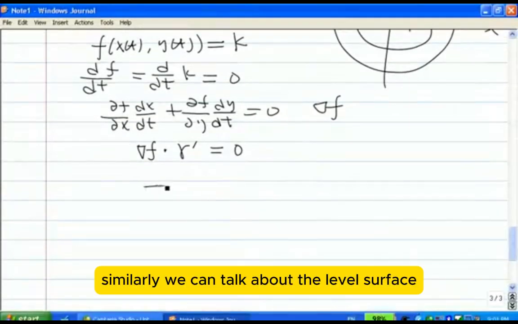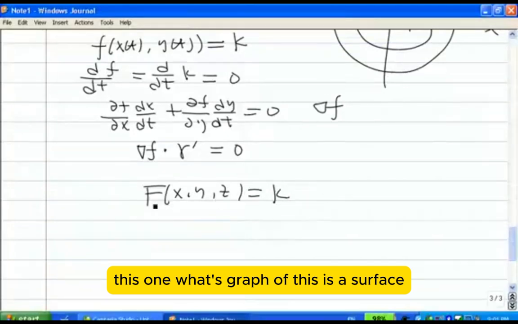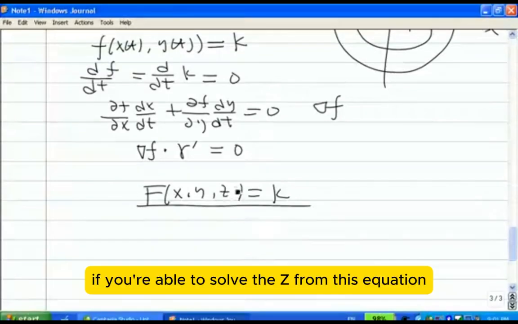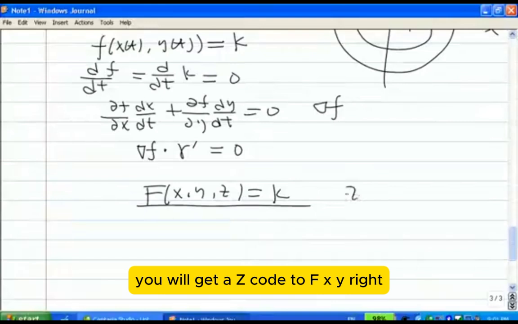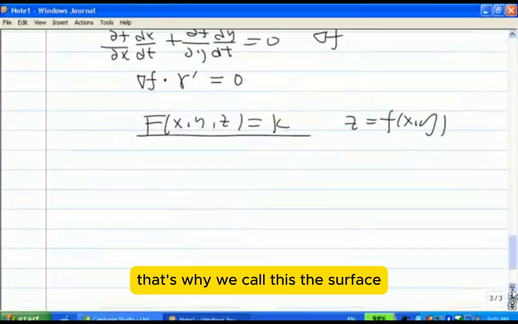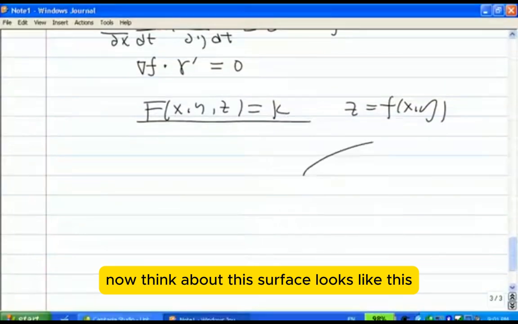Similarly, we can talk about the level surface. What's the graph of this? It's a surface. Think about this. If you are able to solve for z from this equation, you will get z equal to f(x,y), right? And we know this is a surface. That's why we call this a surface. Now, think about what this surface looks like.